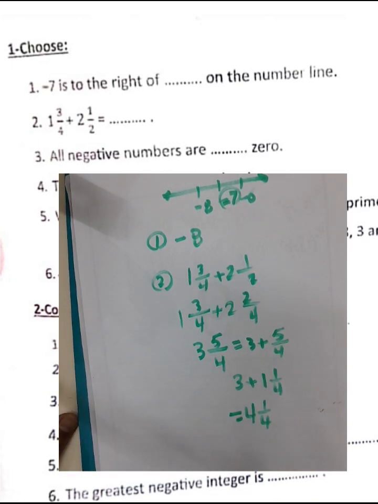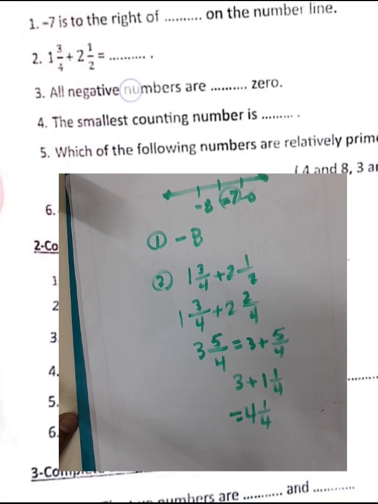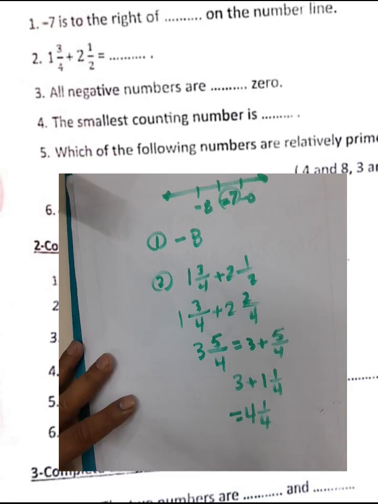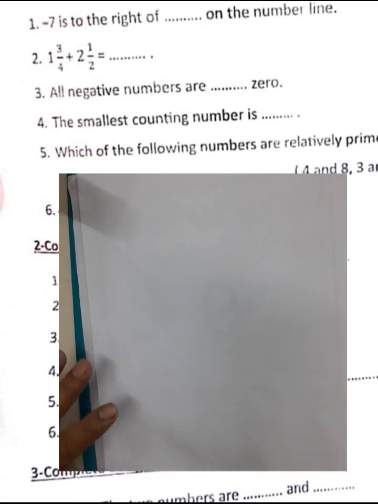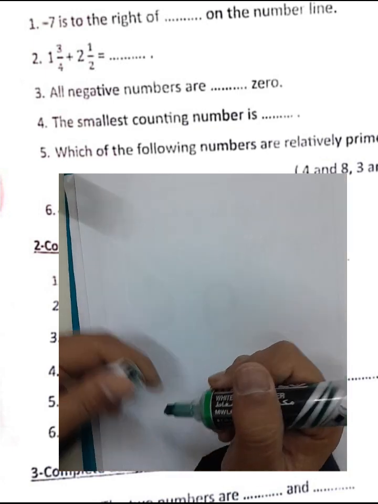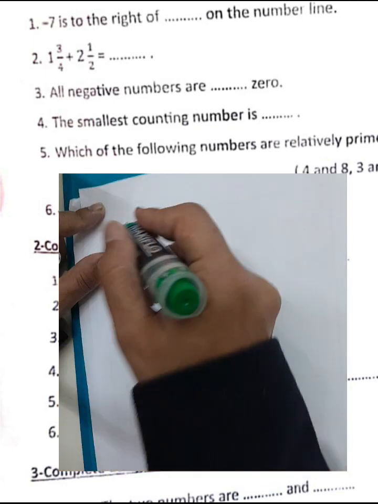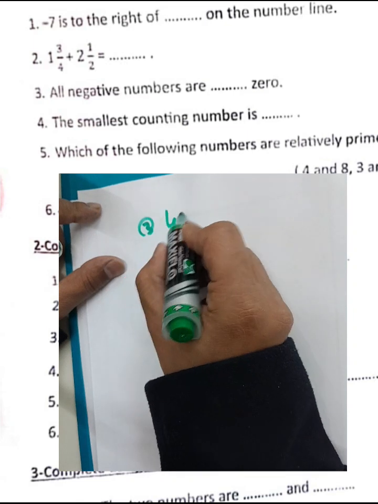Understood? Question number 3. All negative numbers are space 0, negative number less than 0. Or all negative numbers are less than 0.